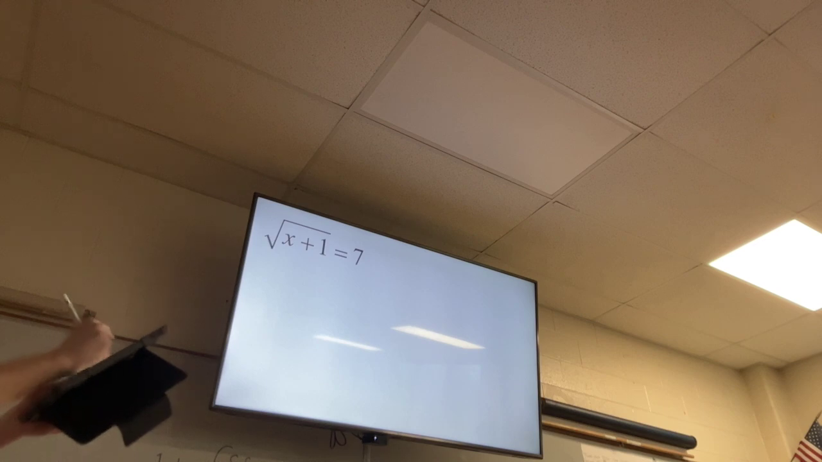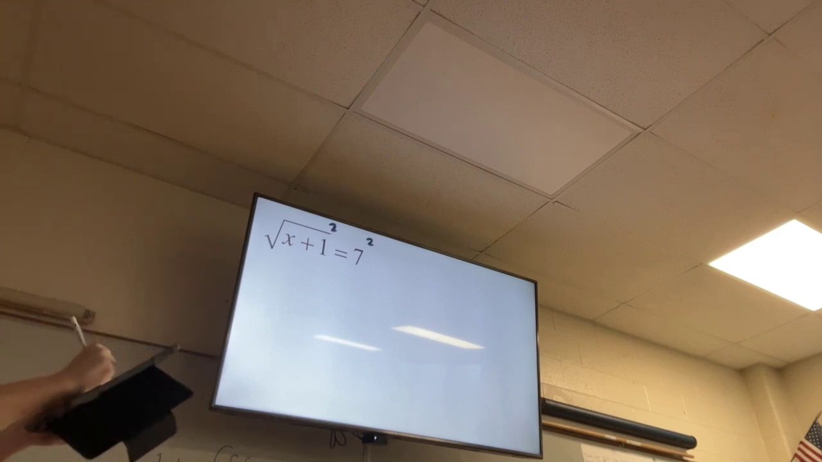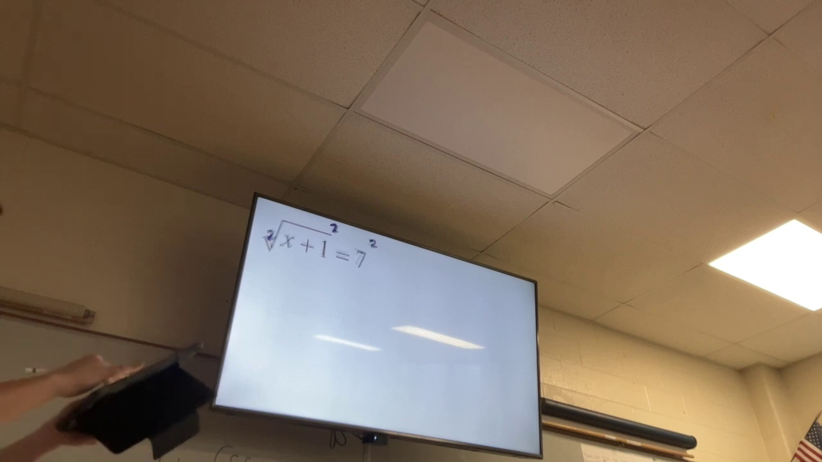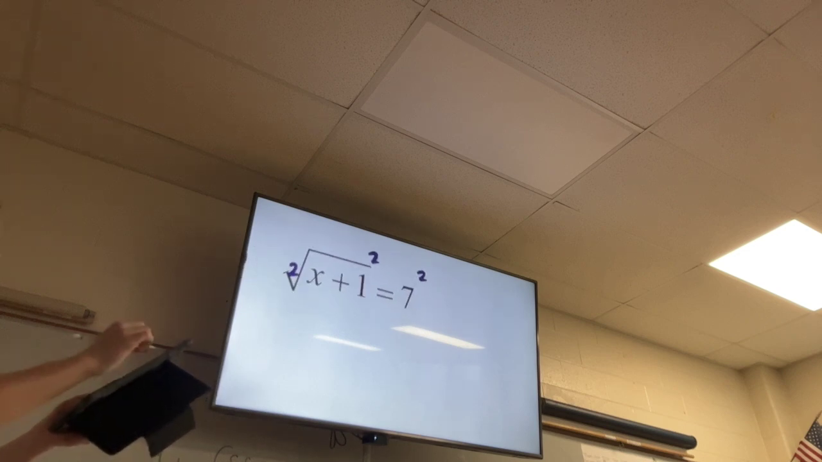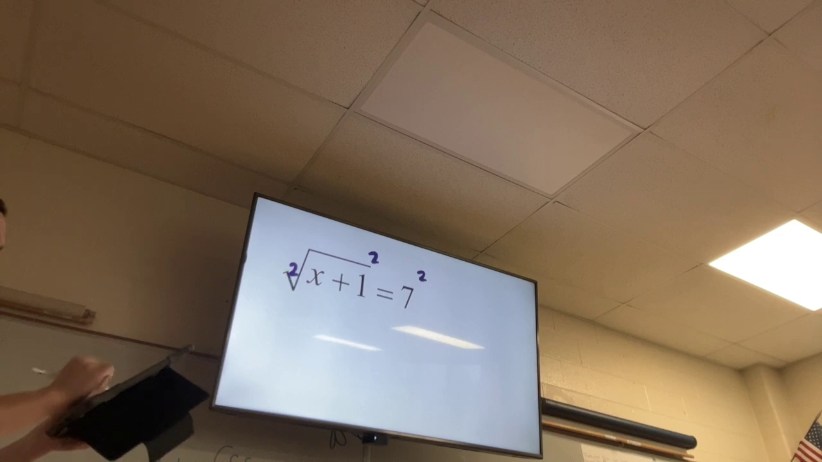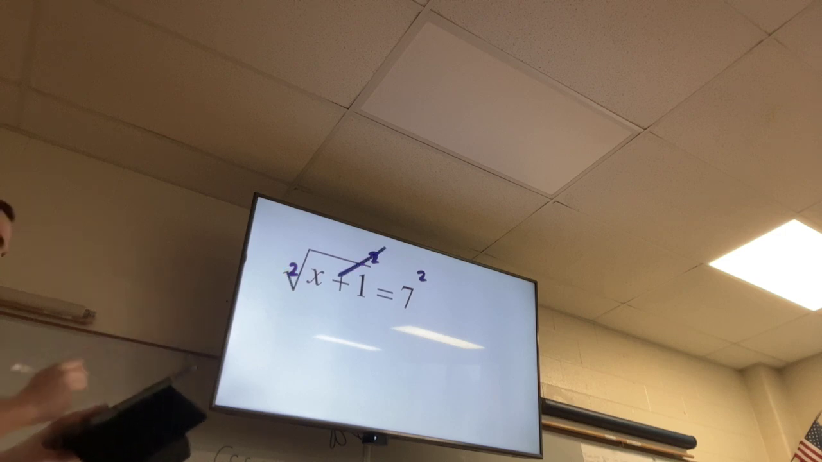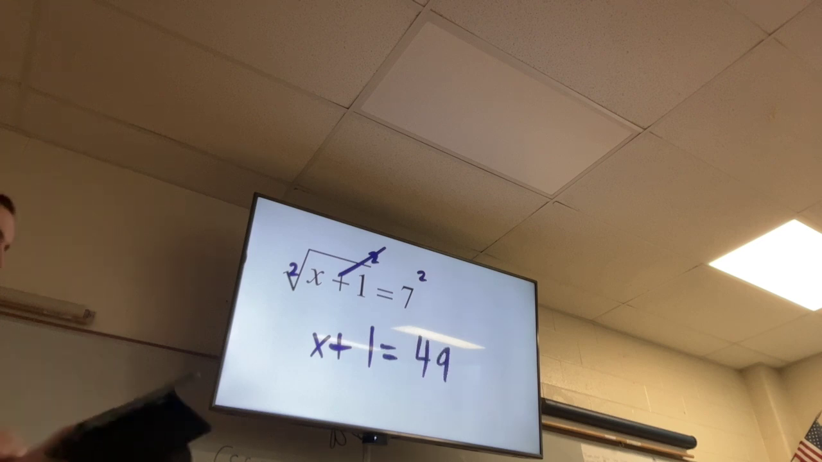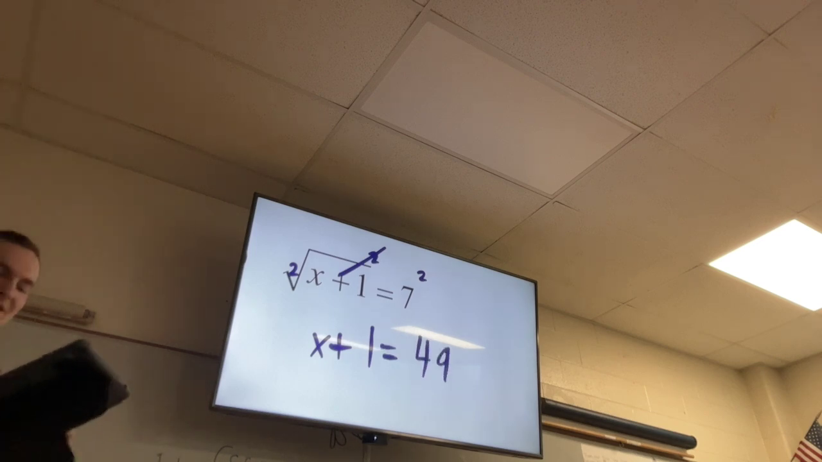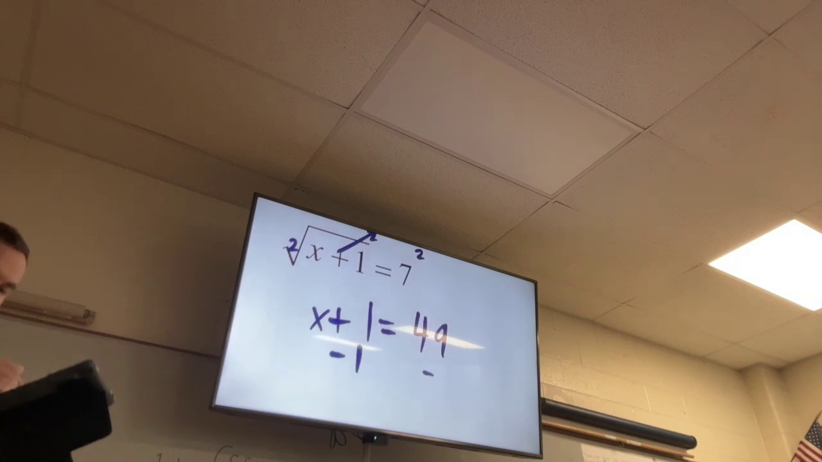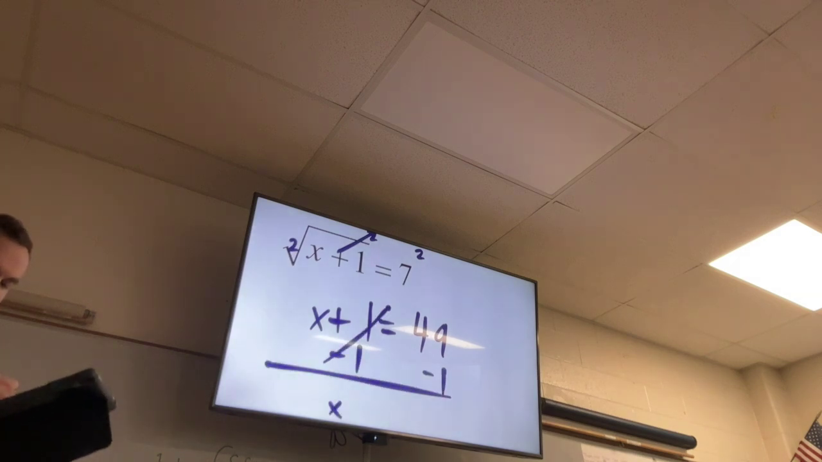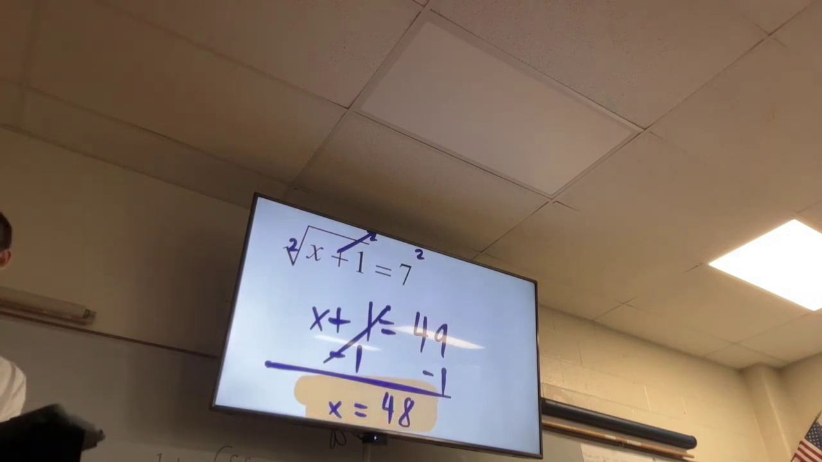Why a 2? Because the radical is a 2 root, a square root, right? So a square root powered to the 2. If these two numbers match, they're just going to cancel. And I'll get x plus 1 equals 49. Okay, then how do I solve for x? Minus 1. Yes, thank you. That's it. Is that okay?